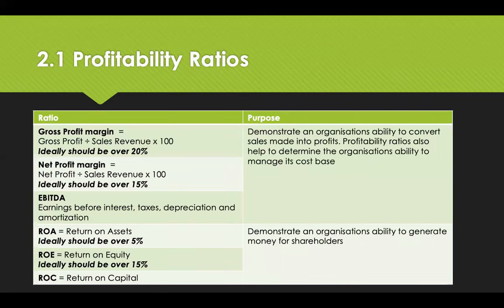The net profit margin would be going that one step further, not just deducting the cost of sales, but also your overheads in terms of your salaries, your rents, your insurances, and all sorts. So you have your net profit divided by your sales revenue to give you a percentage which should ideally be above 15. And the purpose of these is to demonstrate an organisation's ability to convert sales into profits. But they also help to determine the organisation's ability to manage its cost base.